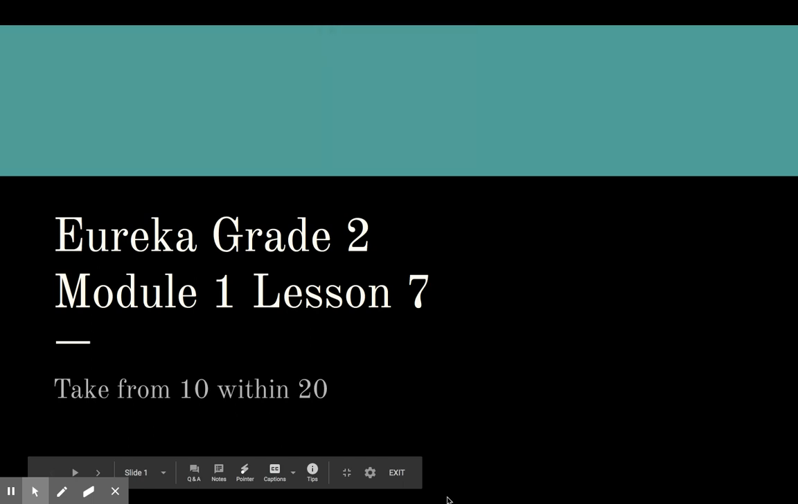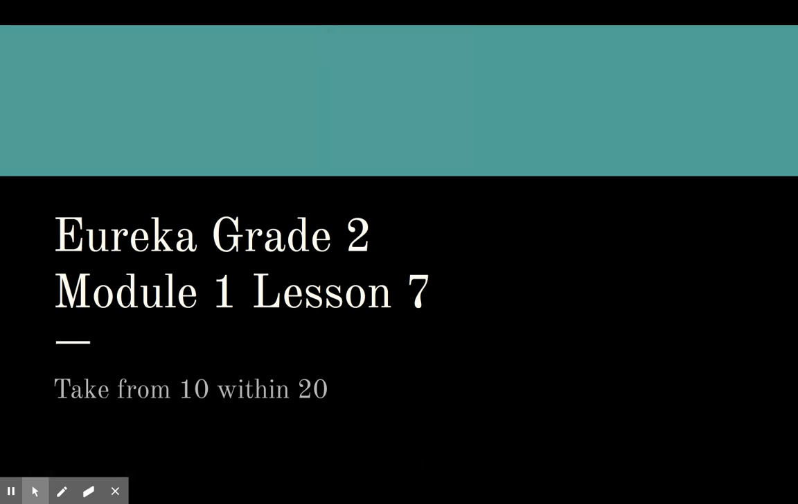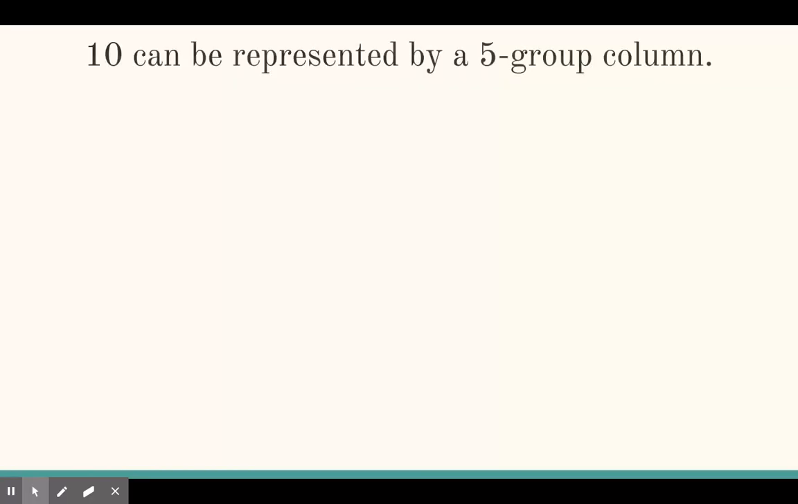Today we will be working with Eureka Grade 2, Module 1, Lesson 7. Take from 10 within 20. 10 can be represented in a number of ways. One way 10 can be represented is by a 5-group column.